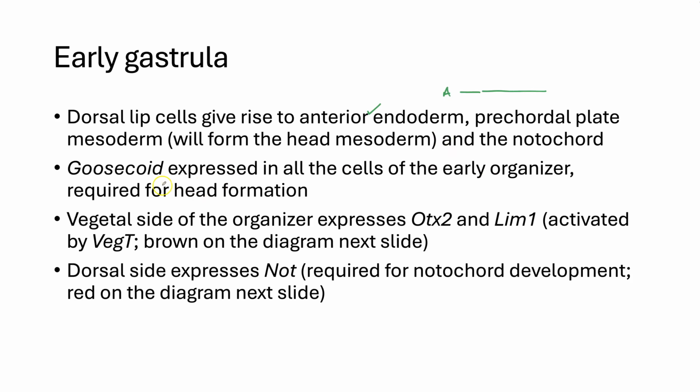and then the notochord. And goosecoid is expressed in all the cells of the early organizer, and it's required for the formation of the head. So it's required for the formation of the precordial plate mesoderm, which is actually going to form the head.